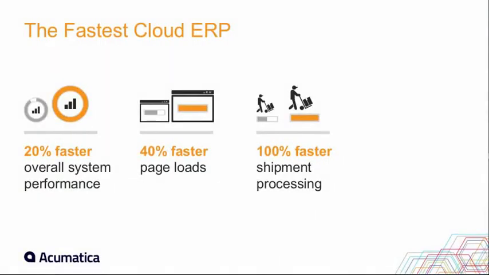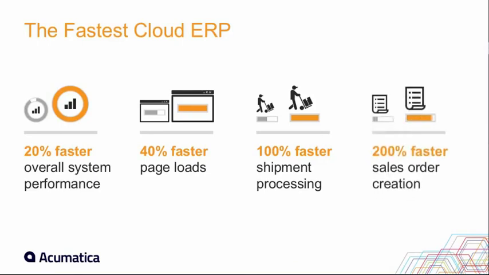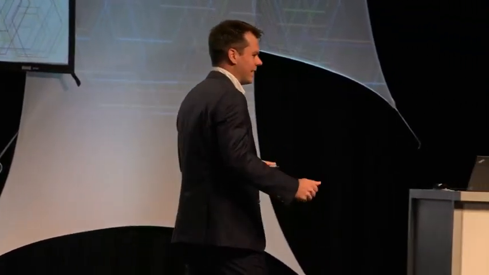So shipment processing, we've seen 2x performance improvements, 100% faster. Sales order creation. If you have an e-commerce site taking tons and tons of orders, hundreds, thousands, 200% faster. Amazing, guys. So we have a customer that's processing almost 3,000 orders a day using Acumatica. And how much time do you think they can save using this new version? 2 hours a day. That's huge.